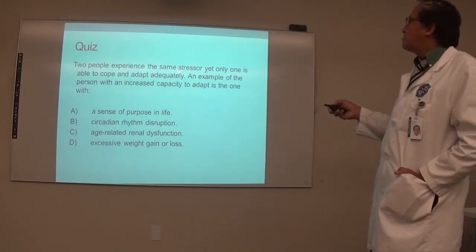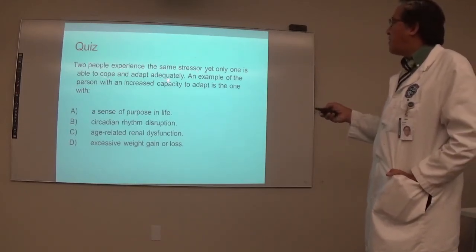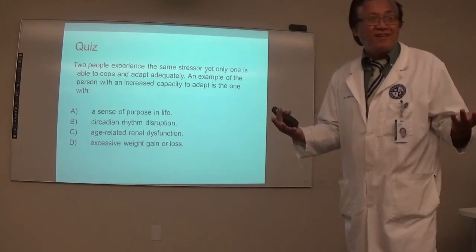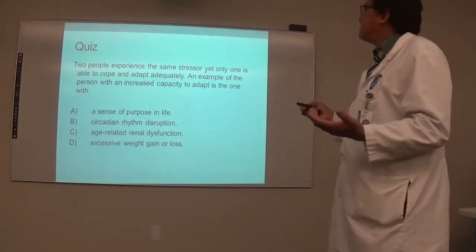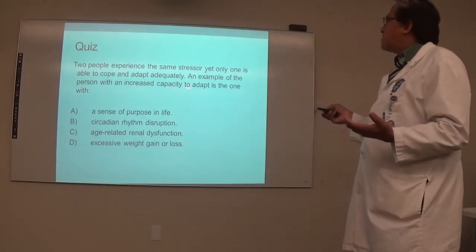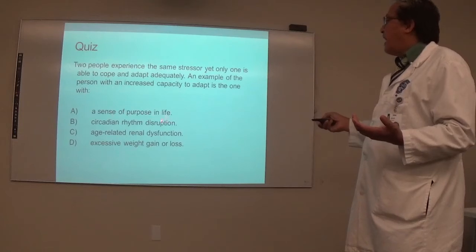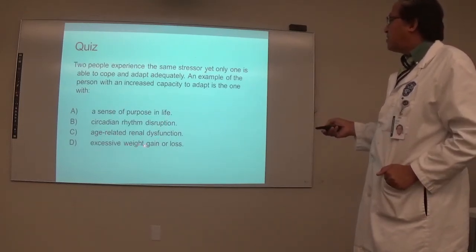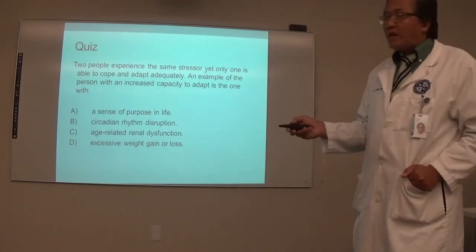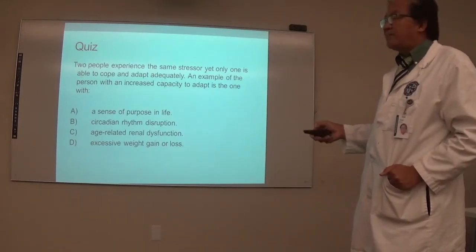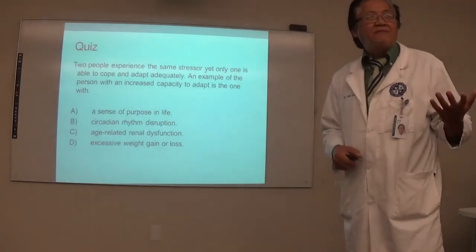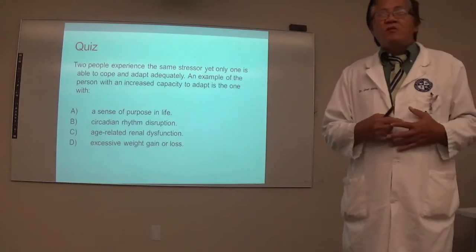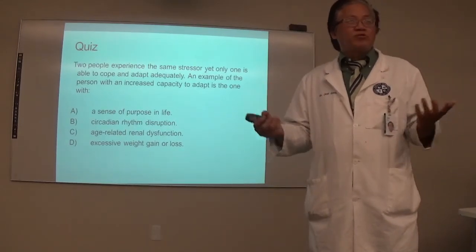Two people experience the same stressor, yet only one is able to cope and adapt adequately. So remember, the stress could be in the form of mental, physical, or chemical. An example of a person with increased capacity to adapt is the one with a sense of purpose in life, circadian rhythm disruption, age-related renal dysfunction, excessive weight gain or loss. What do you notice? Everything is what? Negative. The only one is what? With a sense of purpose in life, right? So this is an example of emotional stress or mental stress, which many of us are exposed to, right?